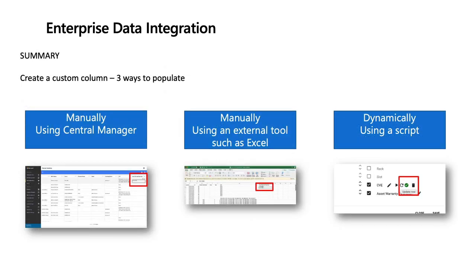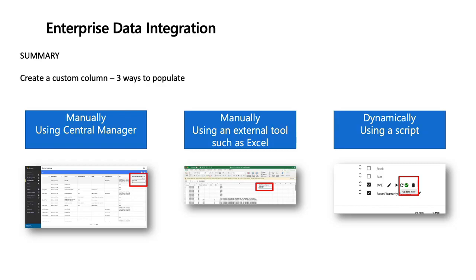So those are the 3 ways to populate custom column data within the Central Manager. 2 ways are manual, one within the platform, within the Central Manager itself, the other externally by exporting the assets, modifying in Excel, and then re-importing back into the Central Manager.